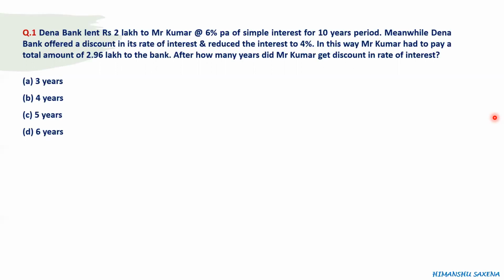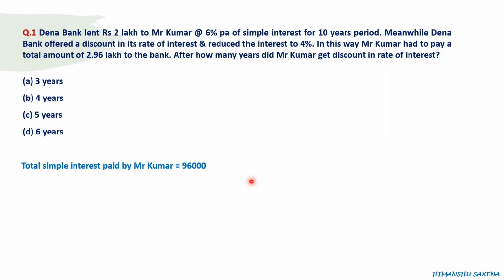Now, we can use two methods to solve this question. One is the traditional method, and the other one is we will use the options to identify which of them is correct. So let's start with the first method, the traditional method of how to solve this question.